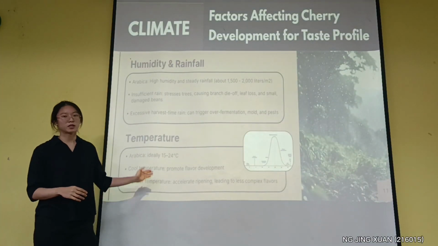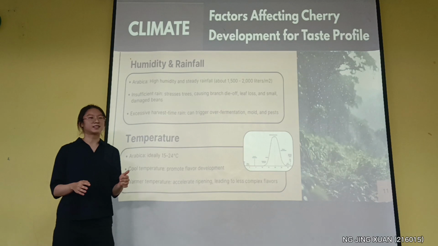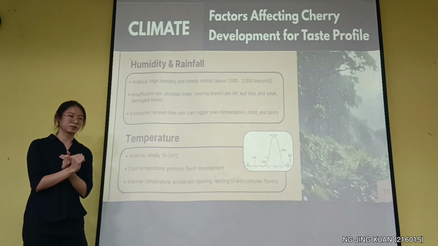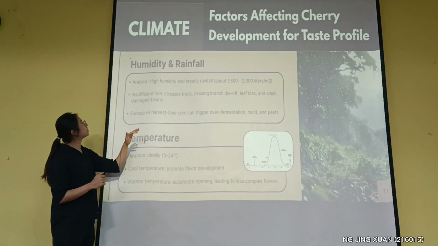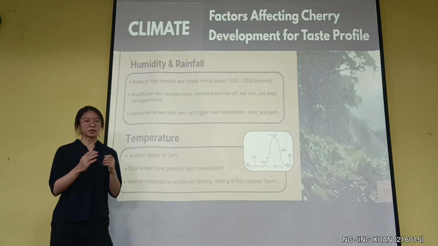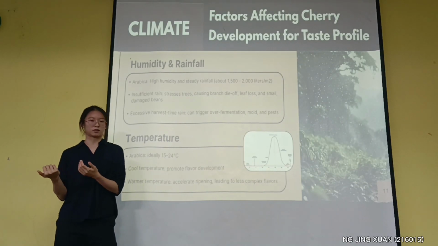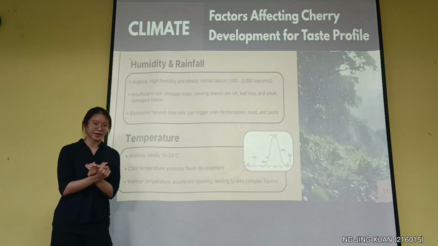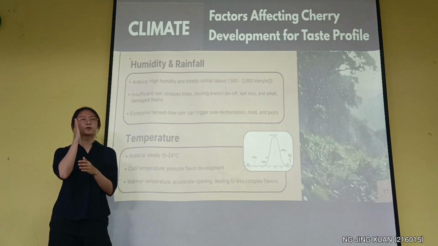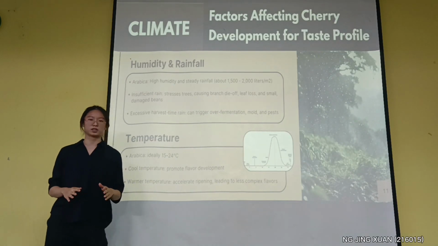So next, I'll be talking about climate. Coffee trees are actually very sensitive, especially towards rainfall, humidity, and temperature. For humidity and rainfall, whenever there's insufficient rain, it actually stresses the tree, not enough water, so it leads to small beans eventually. And when there's excessive rain, especially during the harvesting time, it will promote over-fermentation and also some mold formation, which is also bad for the tree.